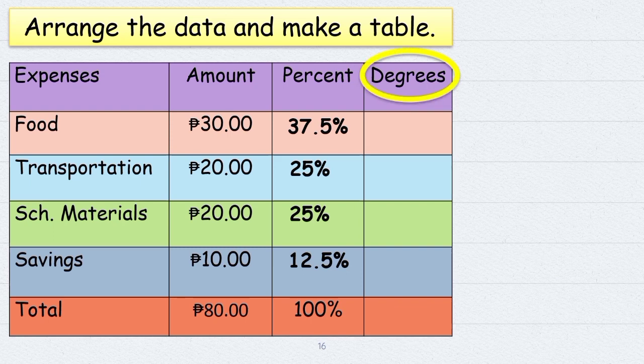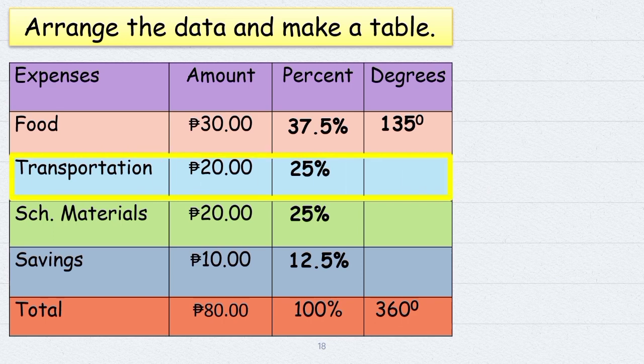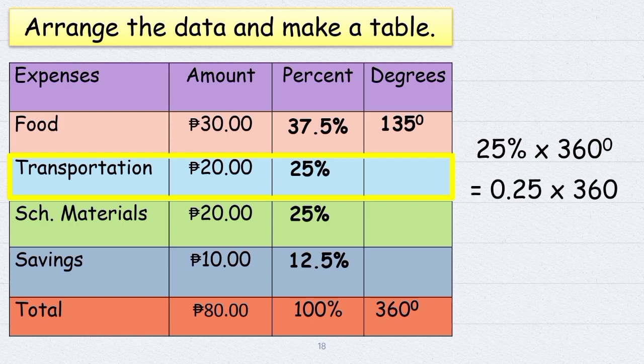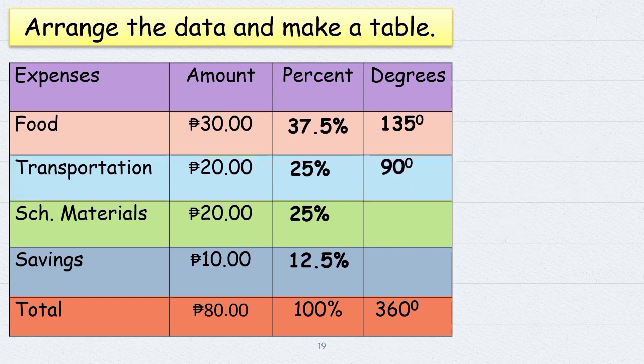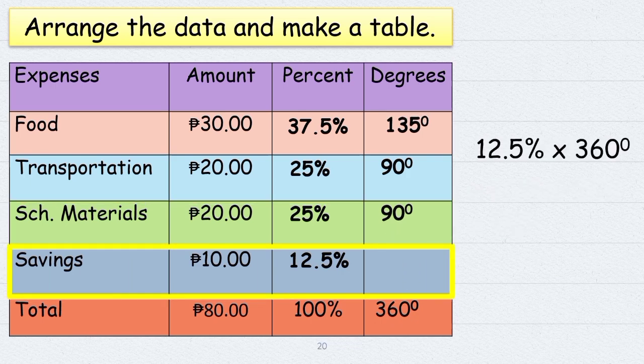Then solve for the degrees. The total degrees of a circle is 360 degrees. In solving the degrees, we use multiplication. Food, 37.5% times 360 degrees is equal to 375 thousandths times 360 degrees is equal to 135 degrees. Transportation, 25% times 360 degrees is equal to 25 hundredths times 360 degrees is equal to 90 degrees. School materials, same with transportation. Savings, 12.5% times 360 degrees is equal to 125 thousandths times 360 degrees is equal to 45 degrees.